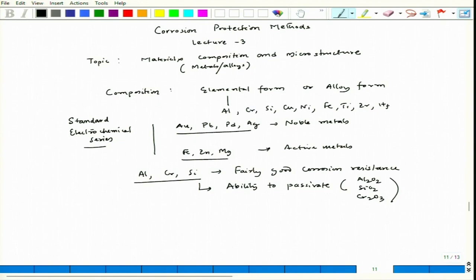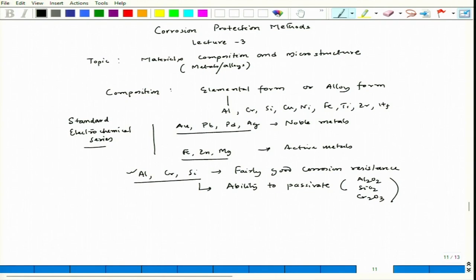This kind of information will not be provided by the standard electrochemical series. It is provided by a series called the galvanic series, which is more practical than the standard electrochemical series. Now, these are about the elements.